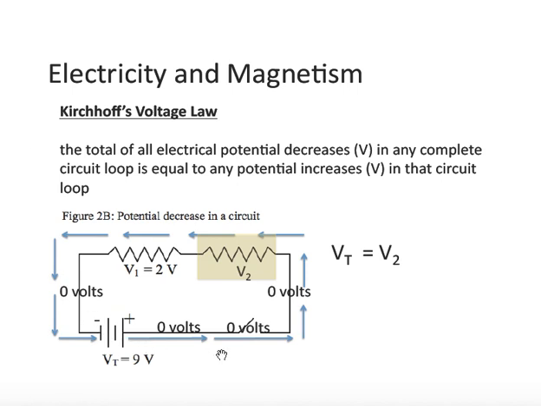Now as we go along this path, the first load we hit where there's a decrease in potential is V2. So we write VT equals V2. And we continue along this path, and now we hit this load here, which is called V1. So VT equals V2 plus V1. Or 9 equals V2 plus 2. And doing some math, we end up with 7 volts. 2 plus 7 has to equal 9, so long as these voltages are 0.